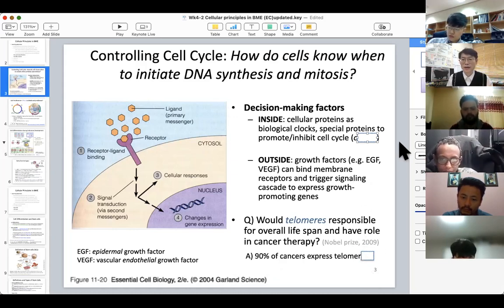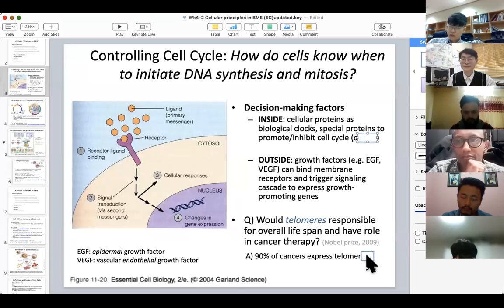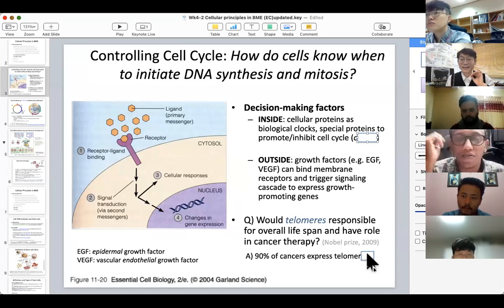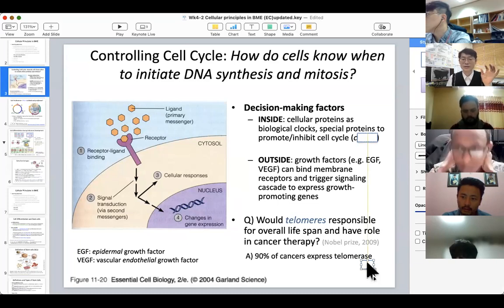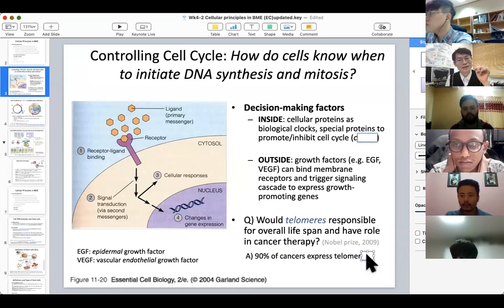What would be the name of this enzyme? Can you guess the enzyme's name? I heard "polymerase." Yes, great. Exactly, enzymes are usually named finishing with -ase, so it's called telomerase. Over 90% of cancers express telomerase, and that means blocking this might lead to anti-cancer therapy.